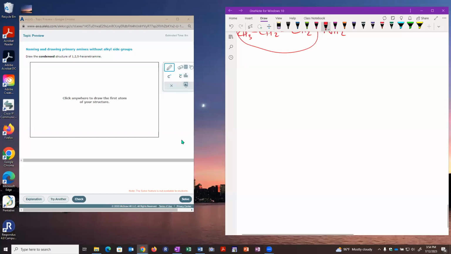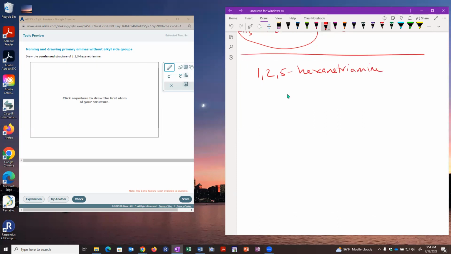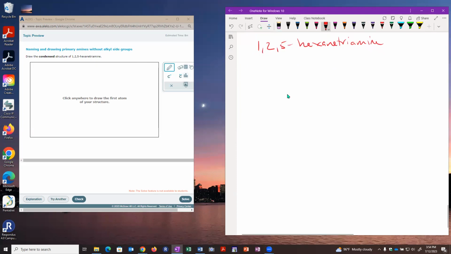All right, so now we're taking a look at drawing and naming primary amines that don't have any side groups attached to them. Okay, and so we have here 1,2,5-hexanetriamine. And the good thing about organic nomenclature is that you're told exactly everything you need to know about the structure from the name.